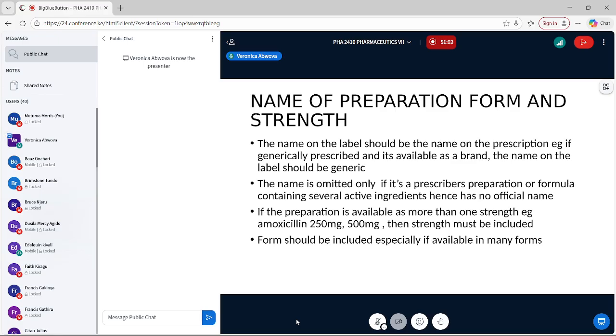So every product must have the name. If it is one prepared in the pharmacy, indicate the formula, okay? What does it contain? Okay.